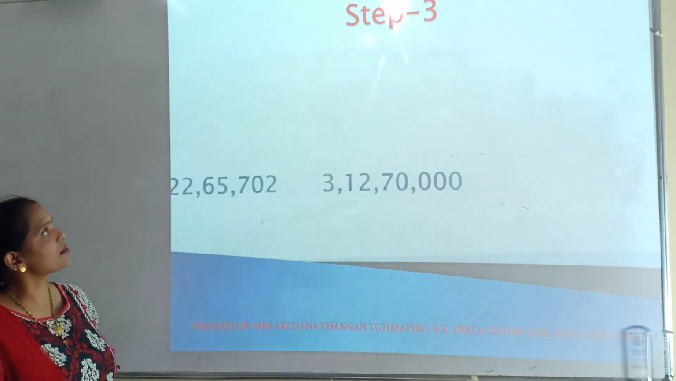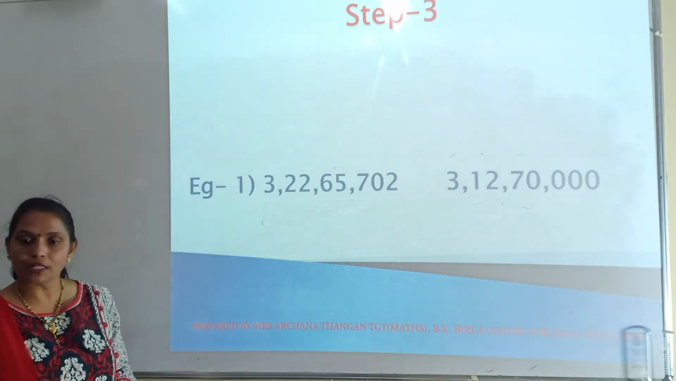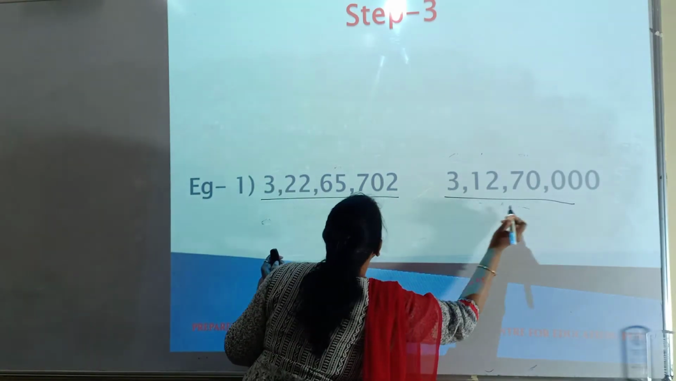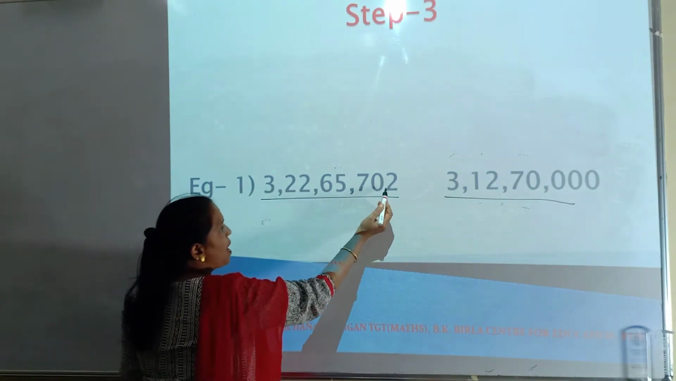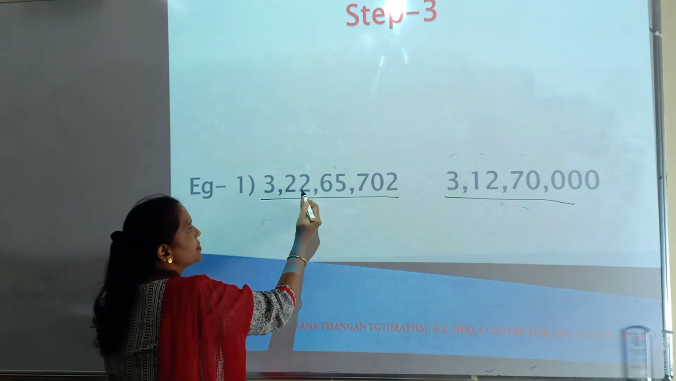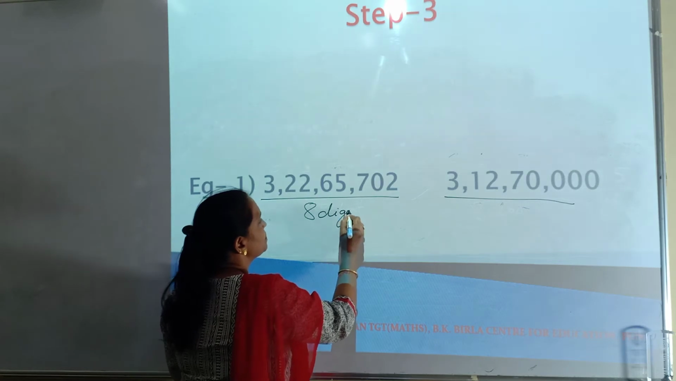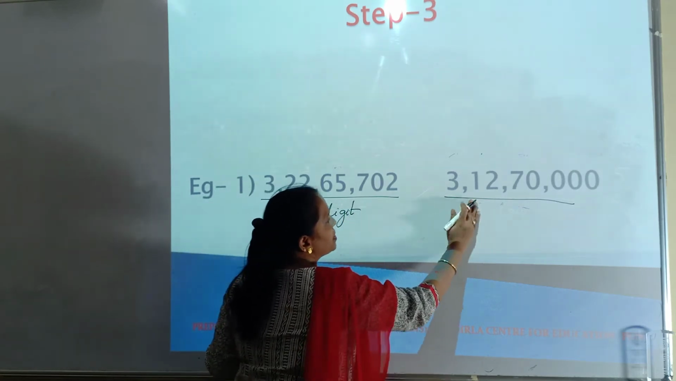In the third step, here also the first step is, first we need to check the number of digits. This is a large number, 1, 2, 3, 4, 5, 6, 7, 8. This is an 8-digit number and this is also an 8-digit number.